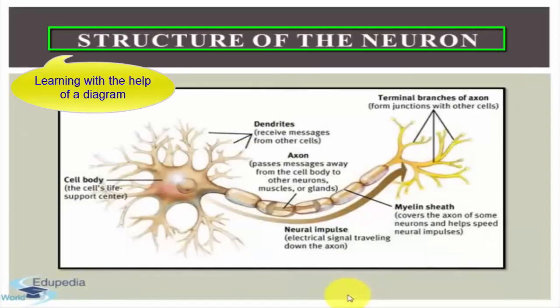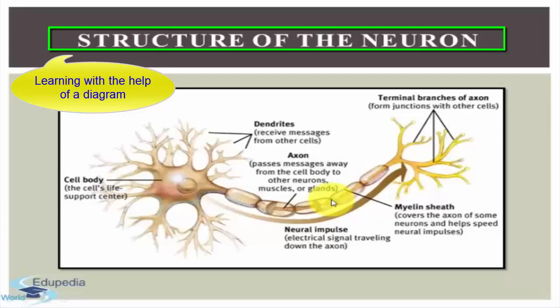So, summarizing the structure of neuron, we have seen the cell body. It is the cell's life support center. Also, it controls the metabolism of the nerve cell. Then, we have also discussed dendrites. They receive messages from the other cells, or you can say that they collect information from other cells. Then we have learnt about axon, that it passes messages away from the cell body to other neurons, muscles, or glands. It is a long fiber that carries information.